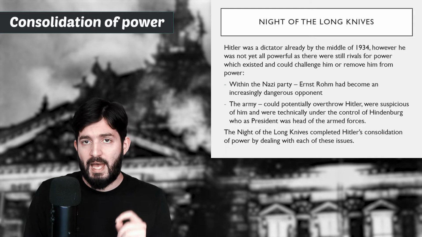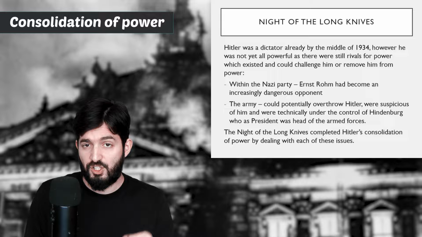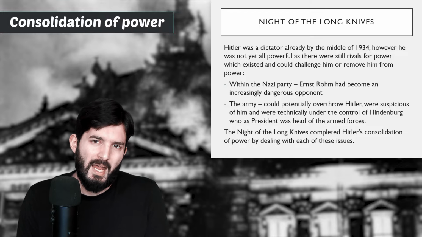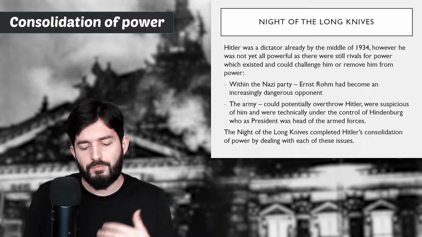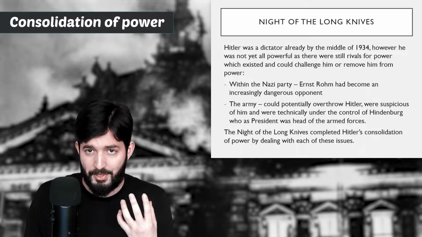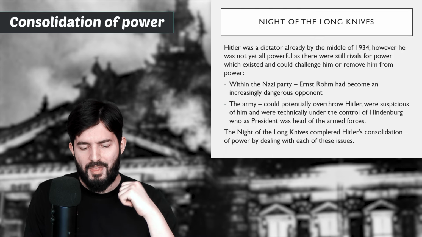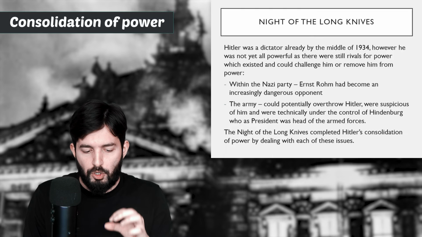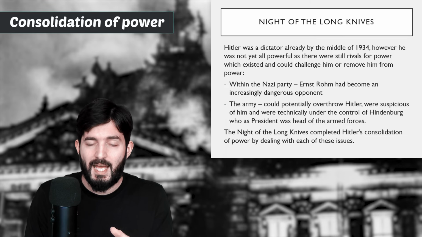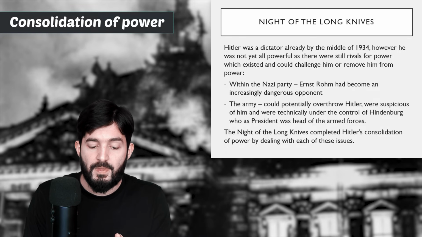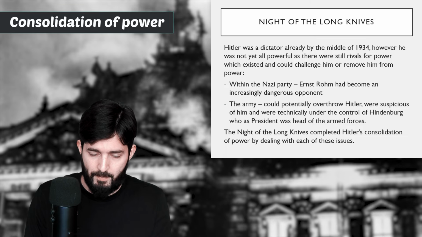You could also get specific 10-mark questions just about the Night of the Long Knives because it's a really big event. And again, it might seem a bit strange. Why is it so important given he's already the dictator? It's all about power dynamics, okay? So by the end of 1934, he is all-powerful. He's a dictator, but he's not all-powerful because there are still rivals for power who could potentially challenge him, okay?